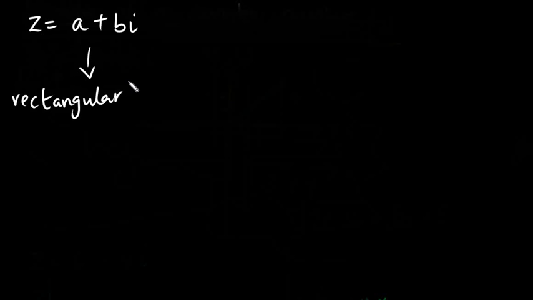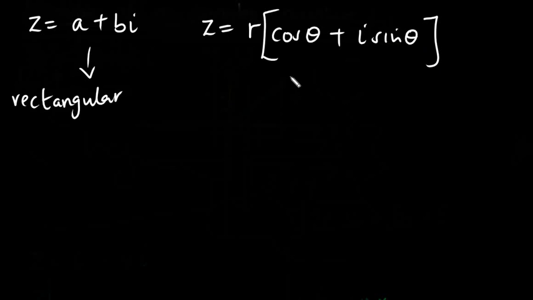So to convert a complex number into its polar form, we're going to make it be in this form: r(cos theta plus i sin theta). So this is the polar form of a complex number. So let's have an example.